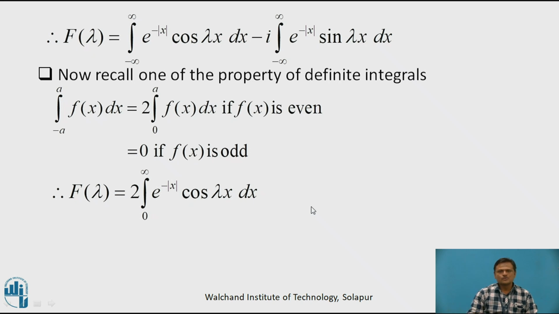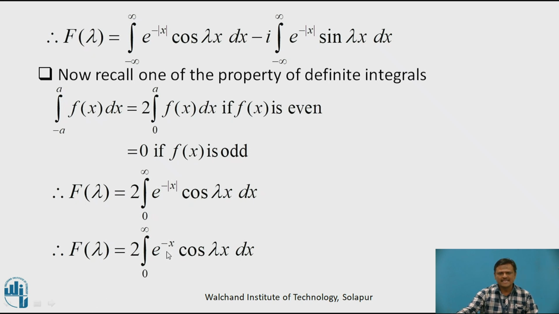The next step would be f of lambda equal to 2 times the integral from 0 to infinity of e raised to minus x cos lambda x dx. Here, in place of e to the power minus mod x, we have written e to the power minus x. It means mod x is written as x. The reason is that the value of mod x is equal to x if x is positive. That's why we have written e to the power minus mod x as e raised to minus x.